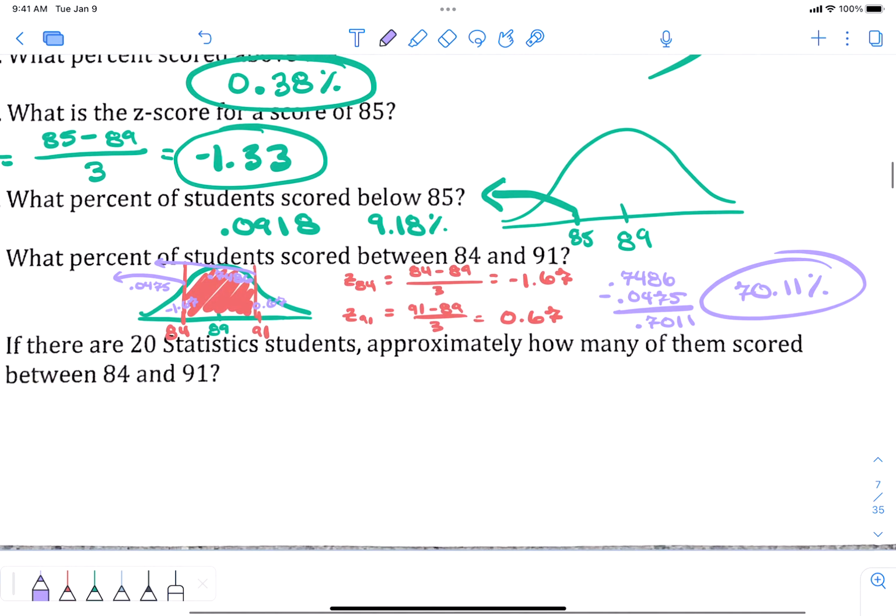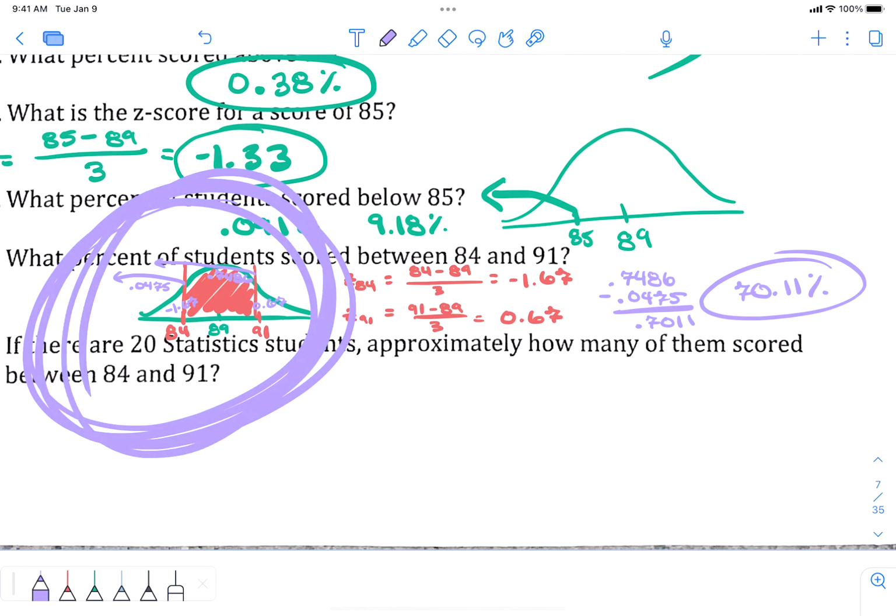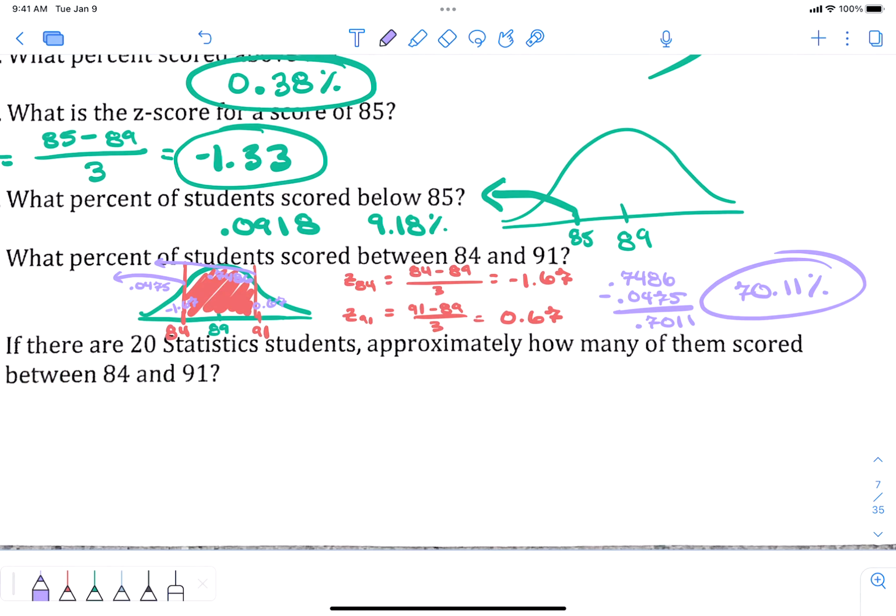Does that make sense? That wasn't terribly difficult. It's just doing two of them and subtracting. But it really helps for you to draw this. I still have to draw it, and I've been teaching this for like 10 years now. It helps significantly. Okay, good?